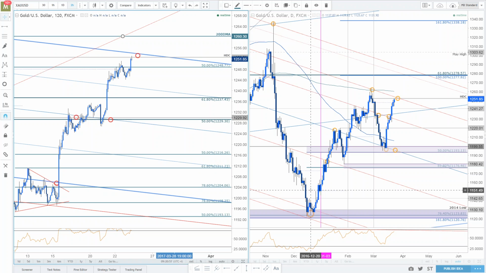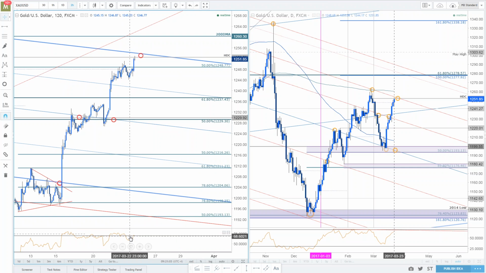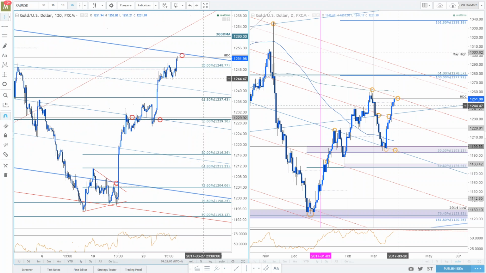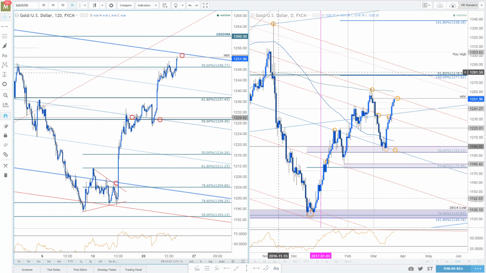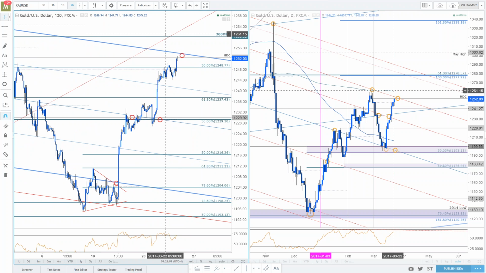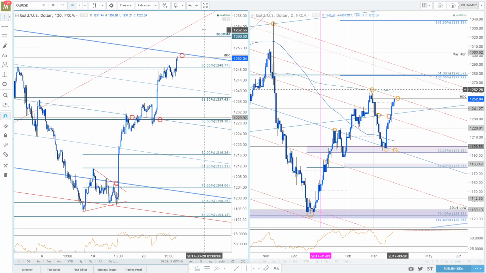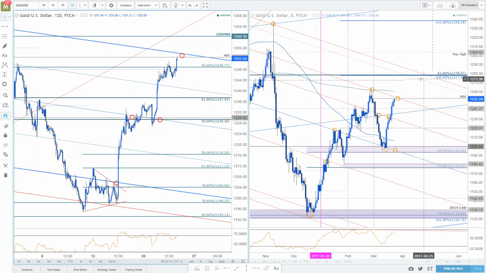But I think you look for a pullback here. There's exhaustion in momentum. You're getting slight divergence, albeit above 70, but I'd be looking for a little bit of an exhaustionary play. Topside break, the targets: 1260, then don't touch this thing. If that breaks, don't even touch it till 1270, 1278.